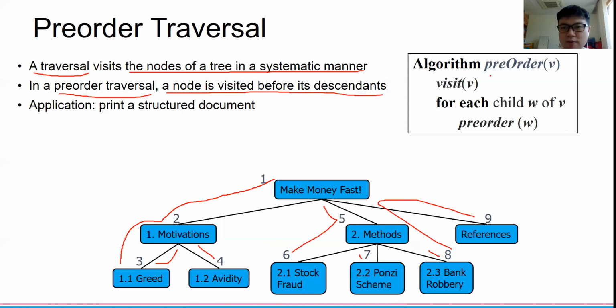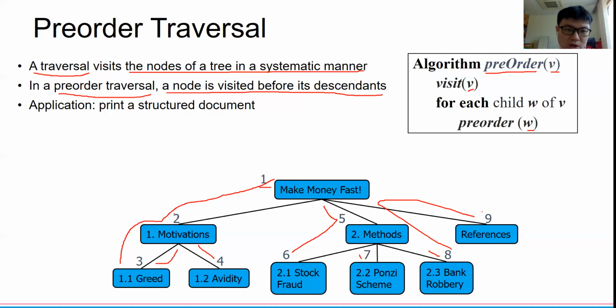So we have the algorithm like this one, pre-order V. V is the node that we want to visit. So visit V, this is visit 1. And for each child W of V, so this is the child, this is the child, and this is the child, and then we will do the pre-order again. So this is a loop. You already know the recursion, so we're using the concept of recursion.